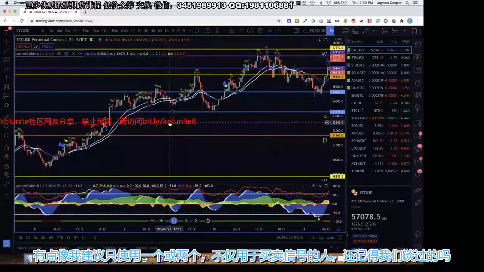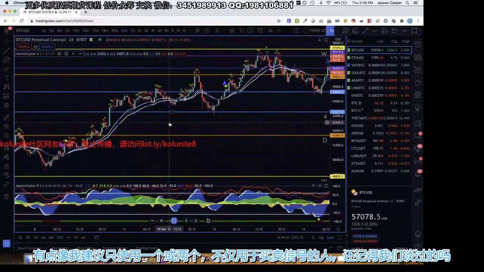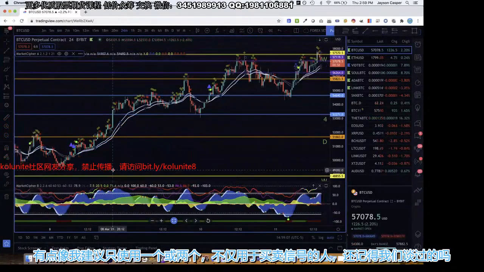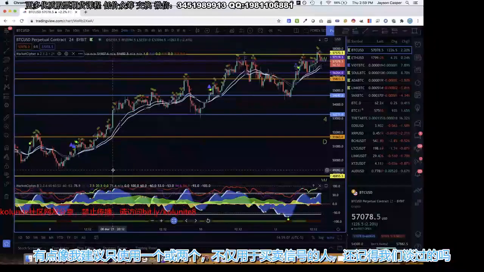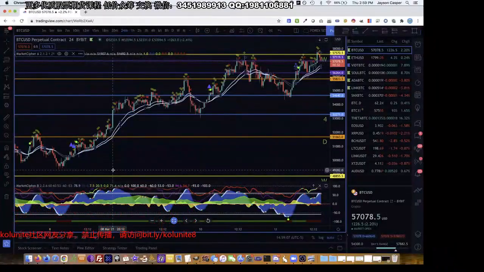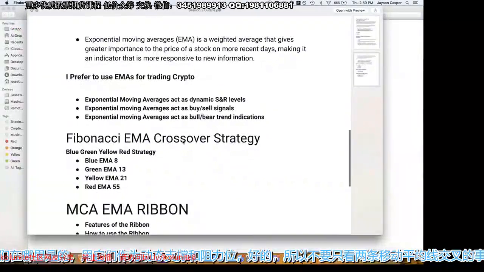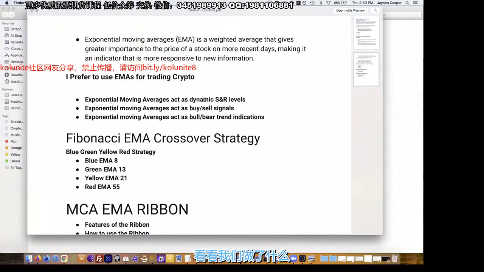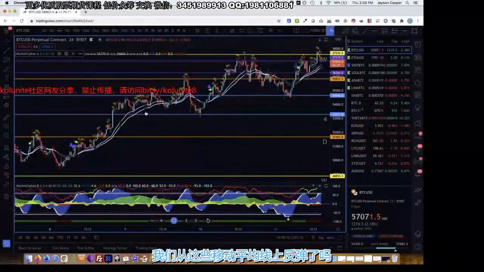And so I would kind of recommend just using one or two, and use them not only for the buy and sell signals, guys, but remember what we talked about up here. Use them as dynamic support and resistance levels. Okay, so don't just look at the fact that two moving averages are crossing over each other. Look and see, did we get a bounce off these moving averages?